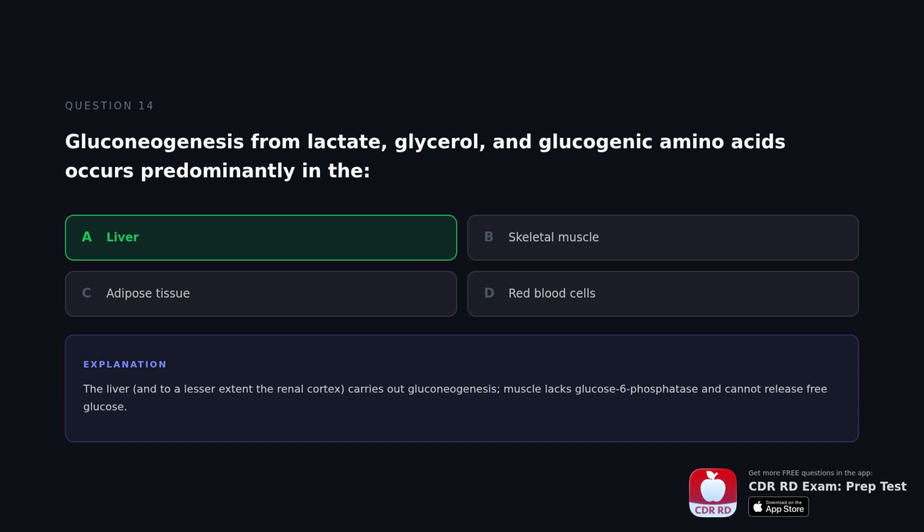The correct answer is liver. The liver, and to a lesser extent the renal cortex, carries out gluconeogenesis. Muscle lacks glucose 6-phosphatase and cannot release free glucose.